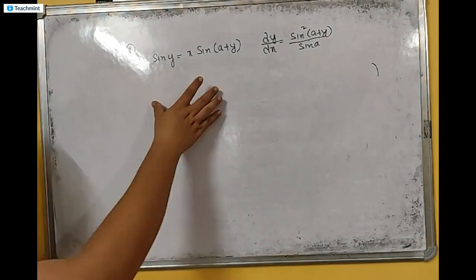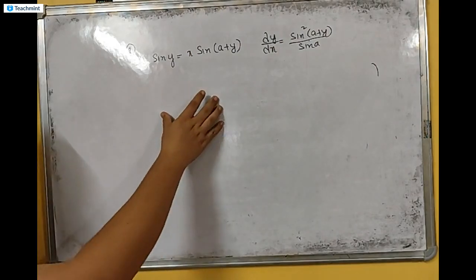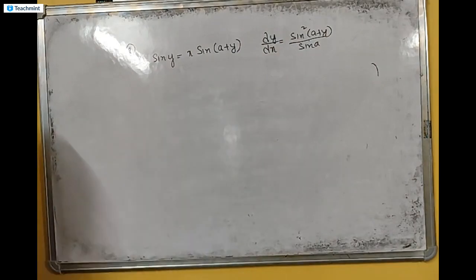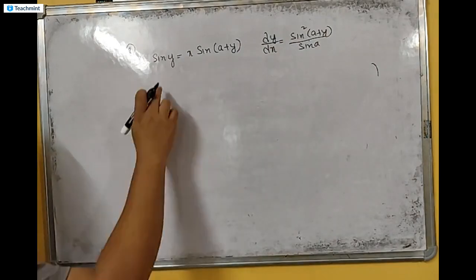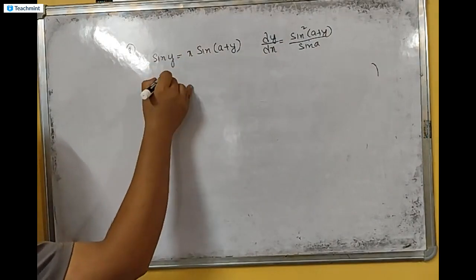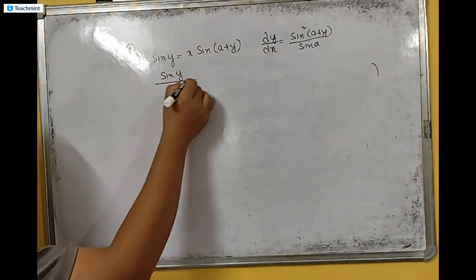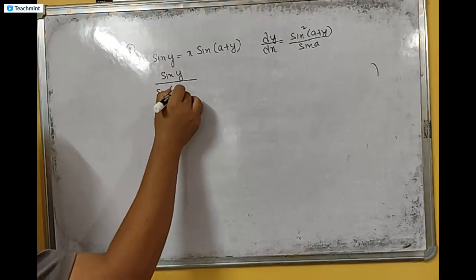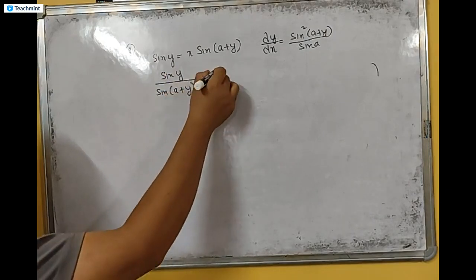is by converting this into a quotient rule. So quotient rule means I have to separate x and y. Could you please help me separate x and y? There are two y's and one x. So when you separate them, what do you get? Sin y divided by sin a plus y is equal to x.